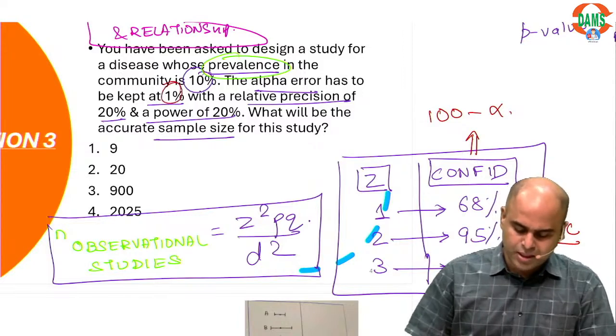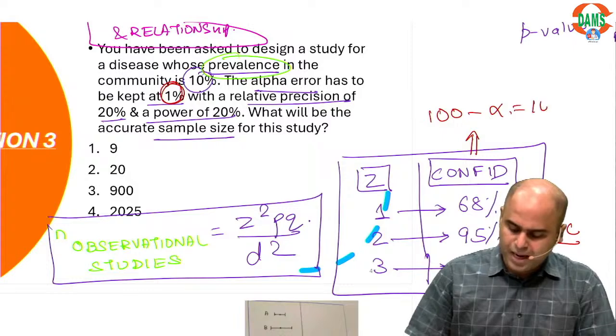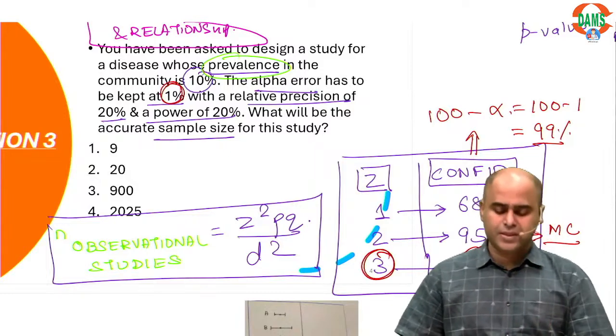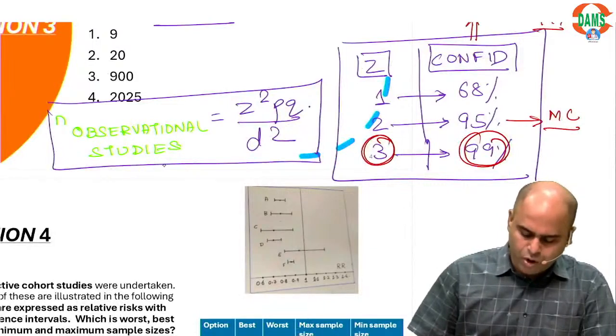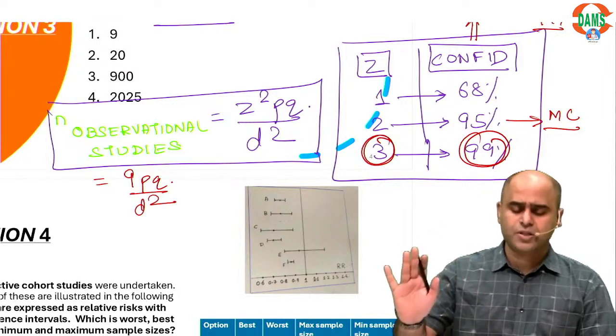In this question, it is given 1%. So it will be 100 minus 1, so 99%. So my formula will be for 99%: 9 PQ by D square. I hope I am clear till this point.